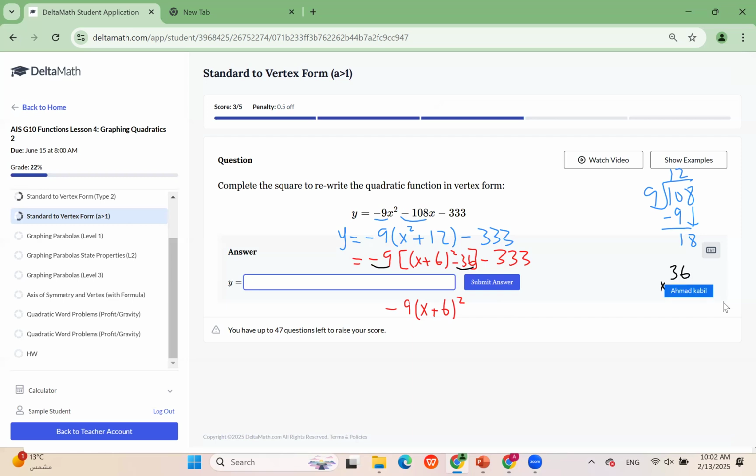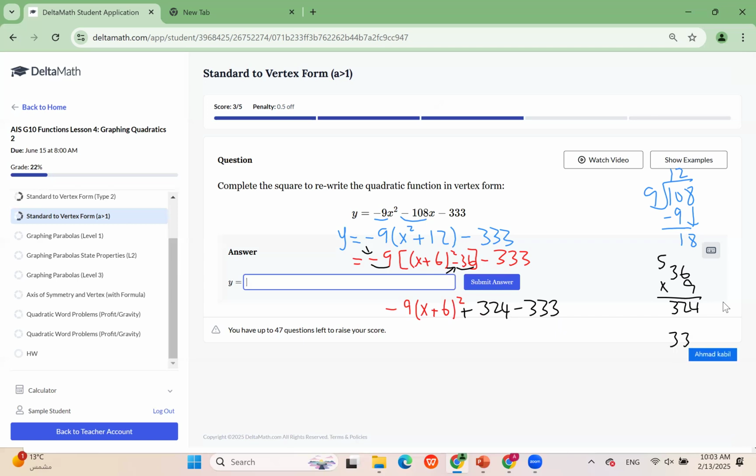36 times 9. 9 times 6 is 54. 4 carry 5. 9 times 3 is 27. Plus 5 gives us 32. So it's 324. And of course, we have a negative multiplied by a negative. So plus 324 minus 333. Now, these two numbers have opposite signs, so we want the difference.